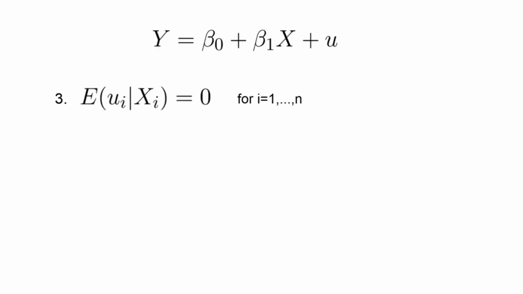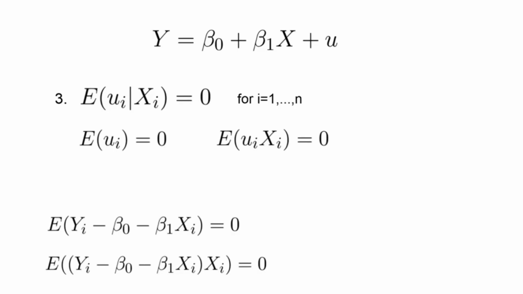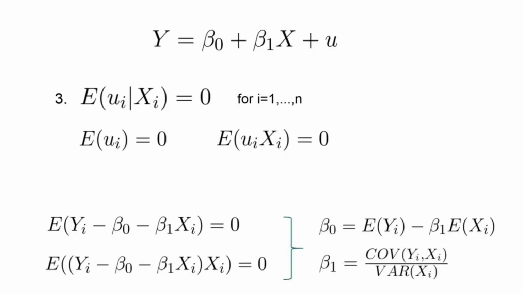Now for the next proof, I want to come back to our third assumption. We know that this assumption implies these two equations, and if we plug in for ui, we're going to get these two equations at the bottom. In the previous video, I said that if we solve for beta 0 and beta 1, we get these two equations for beta 0 and beta 1. I'm now going to show you in detail how we arrive at these two solutions.